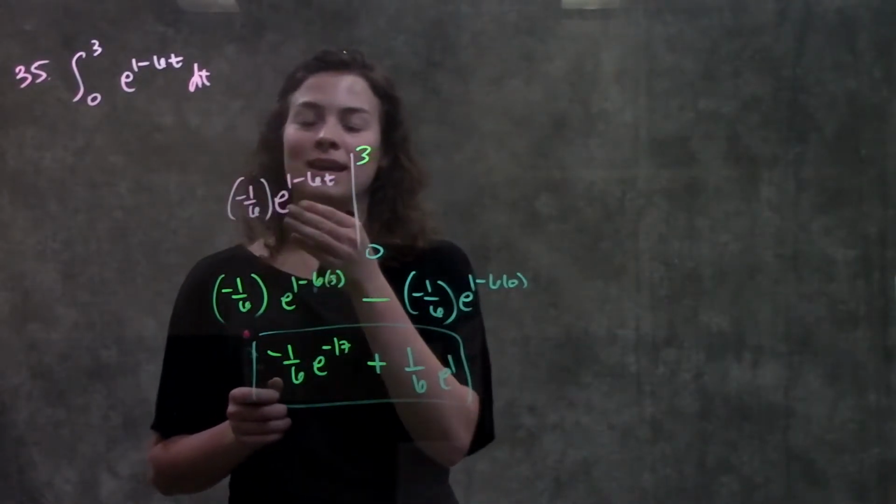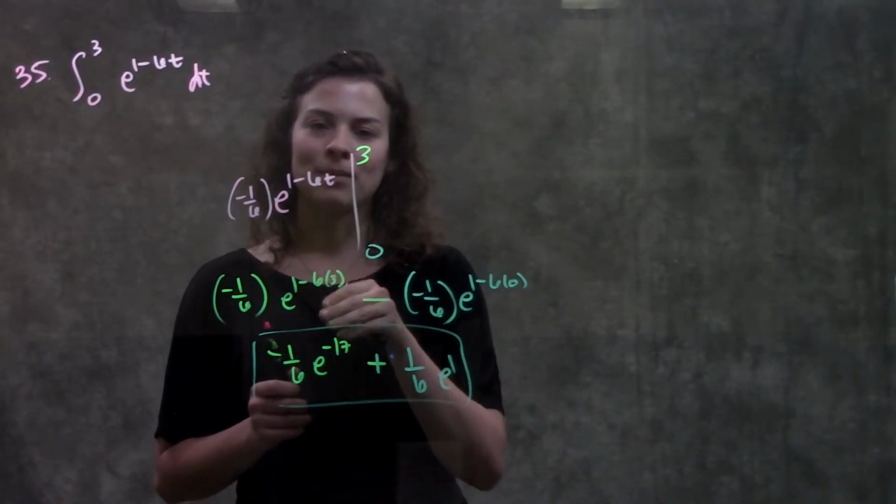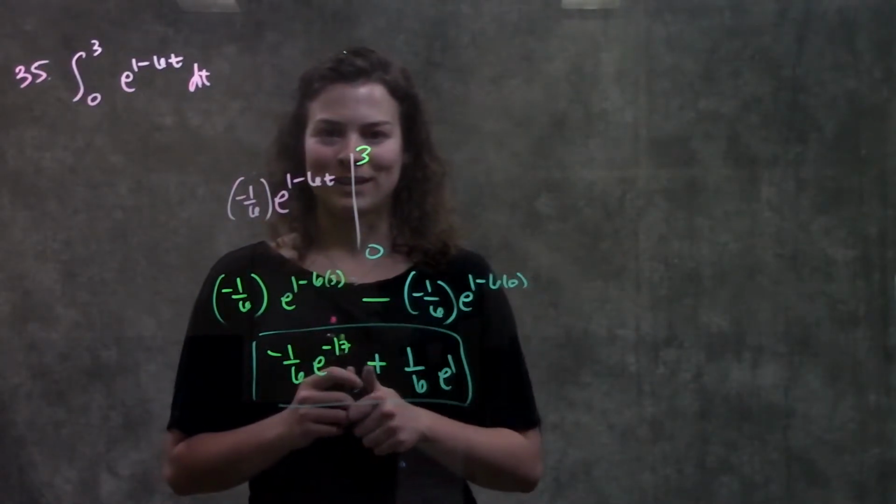So we started by taking the integral of the function, then we just plugged in our top number and subtracted whatever we got when we plugged in our bottom number.